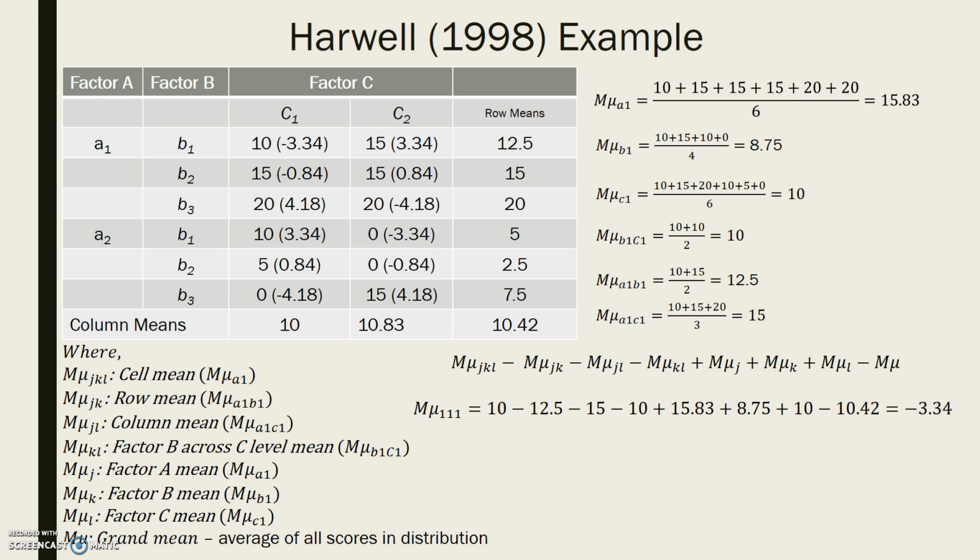Now, how would we make adjustments? The adjusted means are actually reported in the parentheses here. And so what we'd want to do with those adjusted means is add or subtract them from the overall grand mean of 10.42.